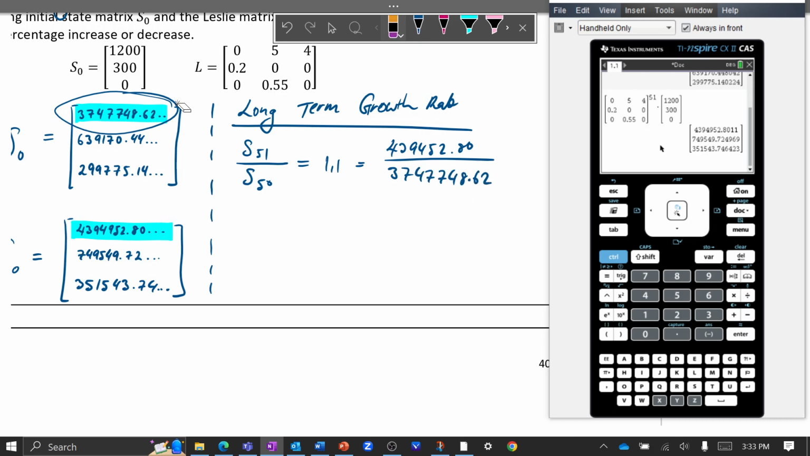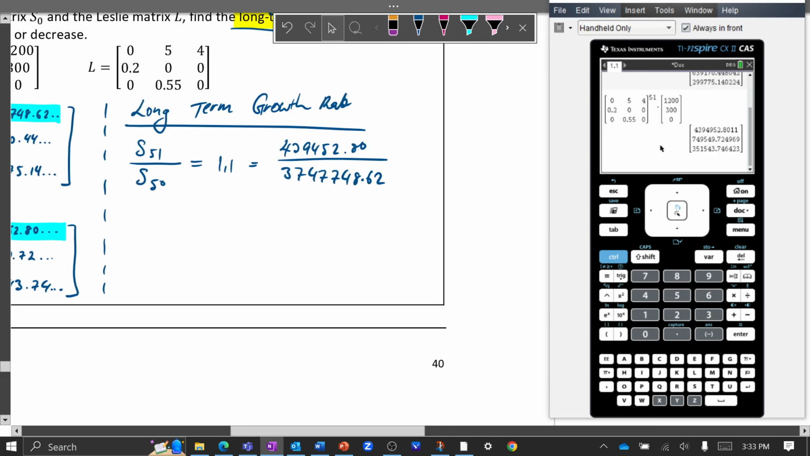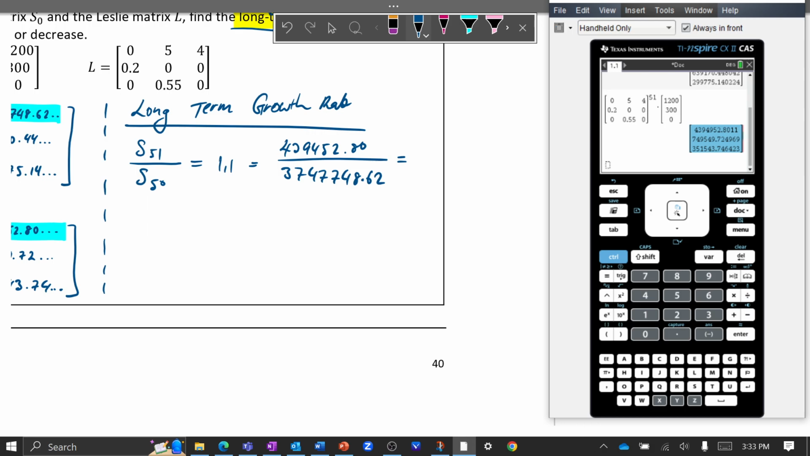Hopefully I wrote down those numbers correctly. And now, it doesn't even matter, because what I'm going to do now is take this number, and remember, use your keys wisely. If you come here, and now you hold down the shift button, and you go across, it will highlight the whole thing for you. And then you can just bring it down.